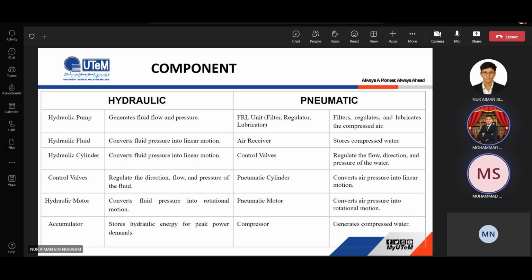For the pneumatic, FRL unit: filter, regulator and lubricator. Filter, regulate and lubricate the compressed air. Air reservoir stores compressed air. Control valve regulates the flow, direction and pressure of the air. Pneumatic cylinder converts air pressure into linear motion. Pneumatic motor converts air pressure into rotational motion. Compressor generates compressed air.